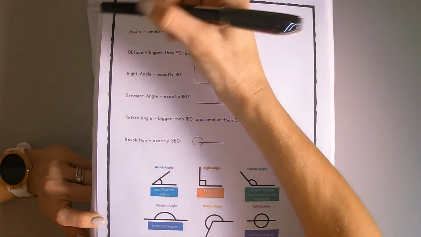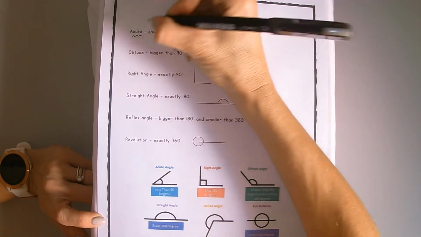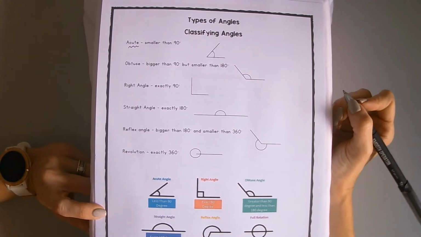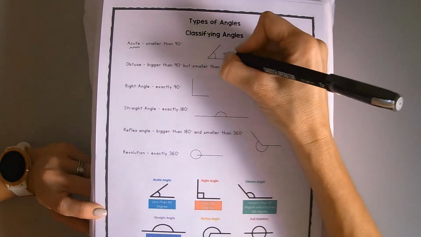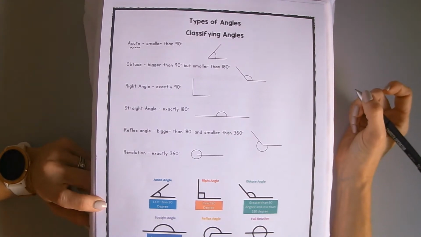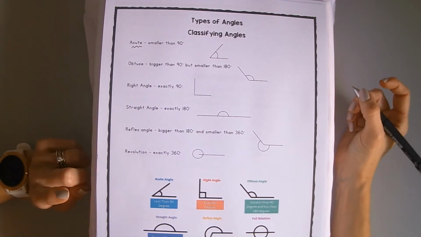An acute angle is an angle that is smaller than 90. When I was still teaching, I always used to call it a very cute little angle. It's small, it's tiny, it's smaller than 90 degrees, and this is what an acute angle looks like. It's a very small little angle, smaller than 90 degrees.